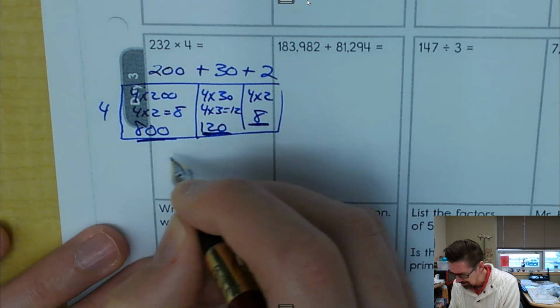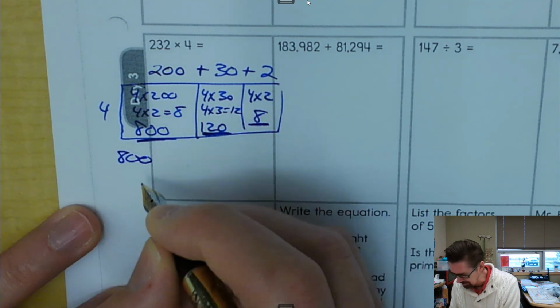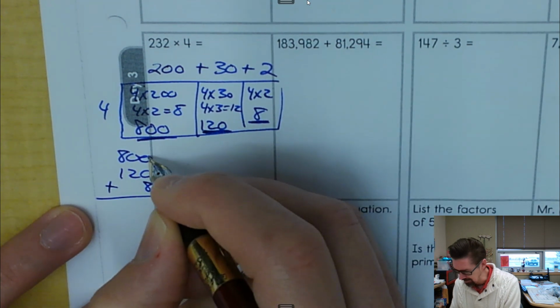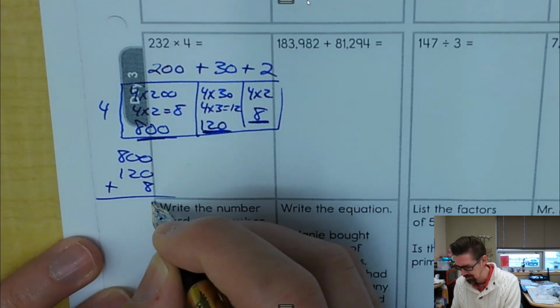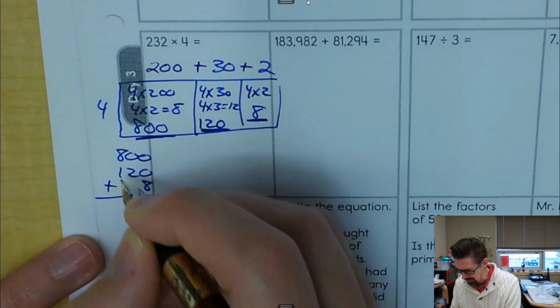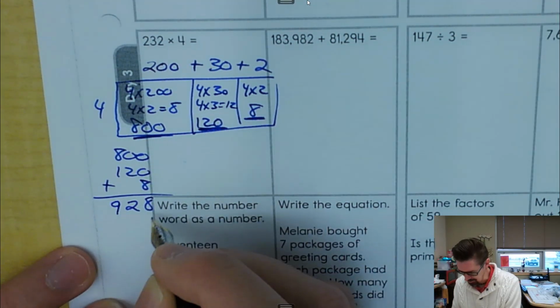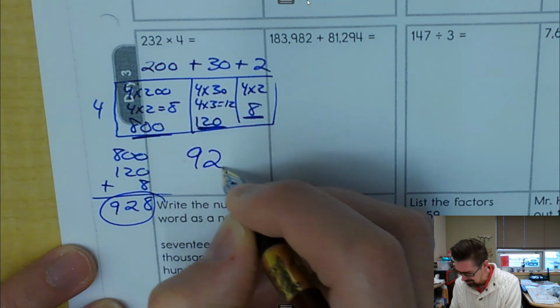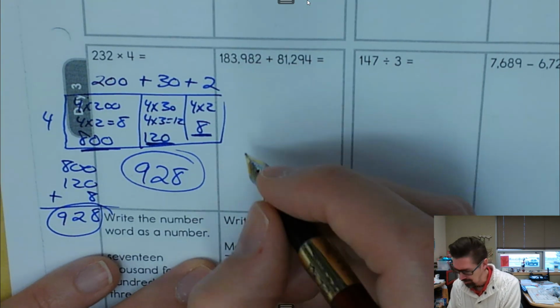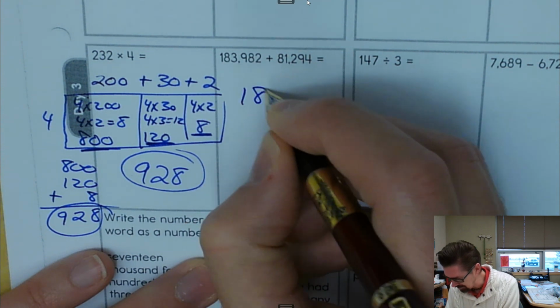Now I add them up, and I combine them. So I have 800, 120, and 8. So if I add them, I combine them. 0 and 0 and 8 sums to 8. 0 and 2 sums to 2. And 8 and 1 sums to 9. So I have 928 is my product.